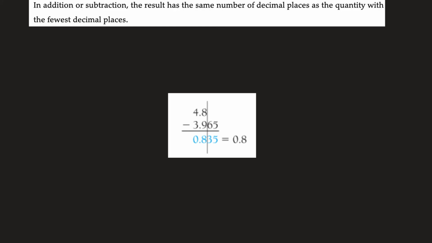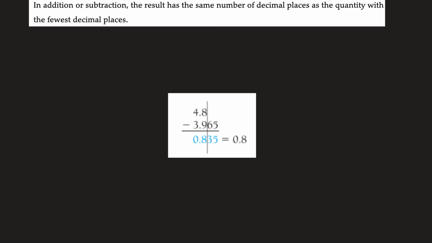Same thing applies in subtraction. 4.8 has 1 digit to the right of the decimal. 3.965 has 3 digits to the right of the decimal. So that tells me that our answer can't have more digits to the right of the decimal than 4.8 does.